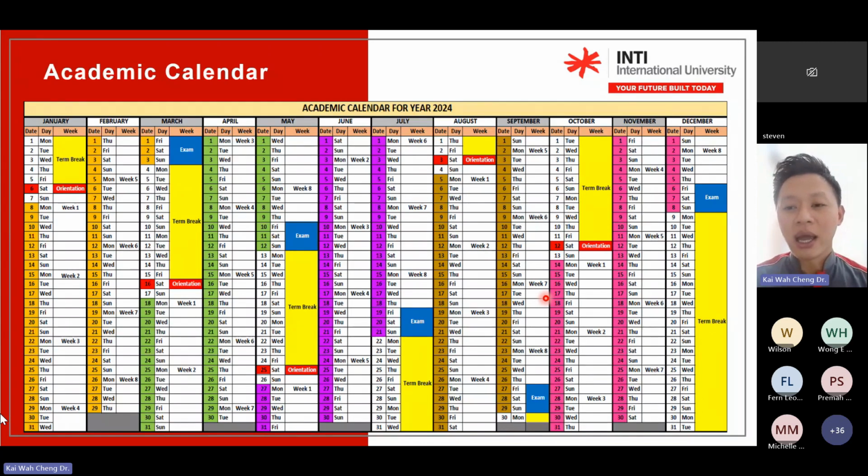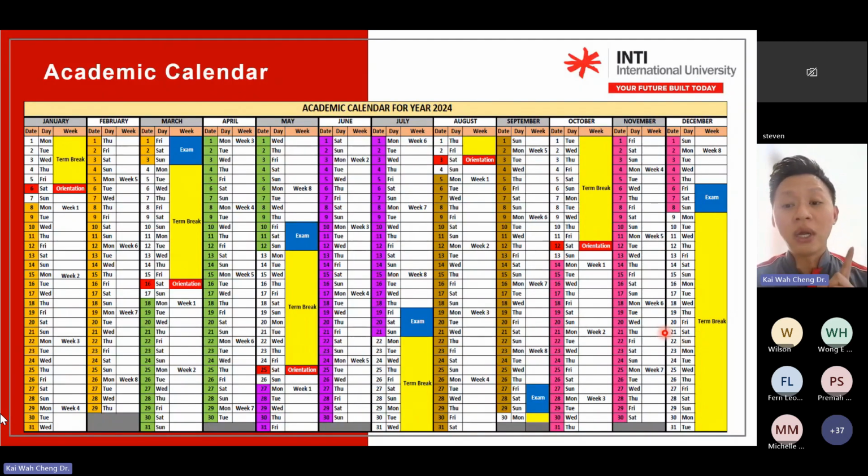And when you come to week 8, we have 3 to 4 days for you to do revision, because your final exam starts from 27th of September until 29th of September. So this is how we read the academic calendar. All right, and we will proceed with the term break. And then week 1 in the October 2024 term is 14th of October onwards. So this is how we read the academic calendar.